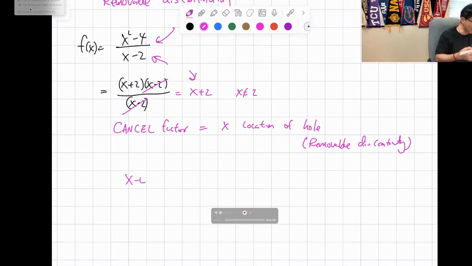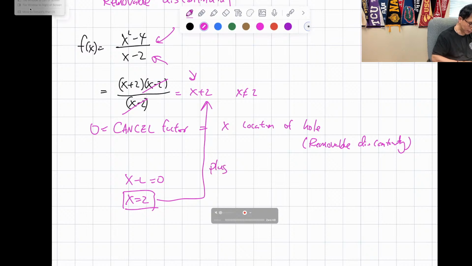And what you're going to do is, how do you find it? You set the cancel factor equal to 0. So x equals 2. We know it occurred at 2. Give me 1 second. Let me finish this one. We know it occurred at x equals 2. But what is the y value? Well, the 2 can plug into the new function. So plug it into the new function. You can find the location of the hole.